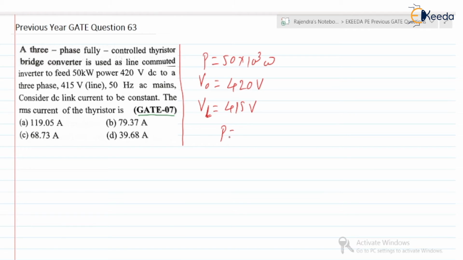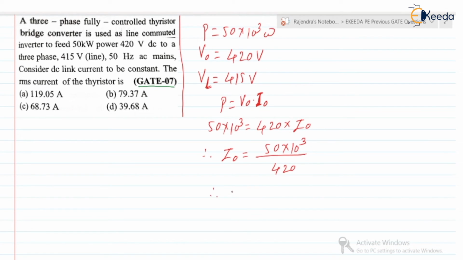Next, as we know, P is equal to V0 into I0. I0 is a constant, so let us consider it as a capital I0. So 50 into 10 to the power 3 is equal to 420 into I0. From this we can write the load current capital I0 is equal to 50 into 10 to the power 3 divided by 420, therefore I0 is equal to 119.047 ampere. This is the current I0 we are having.